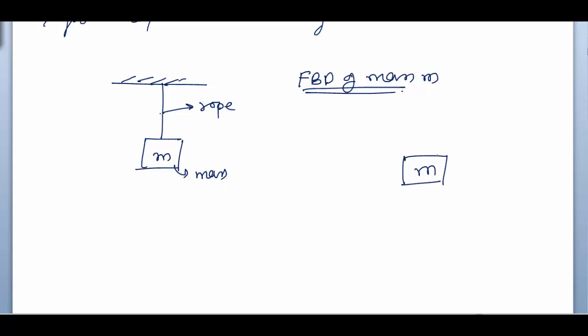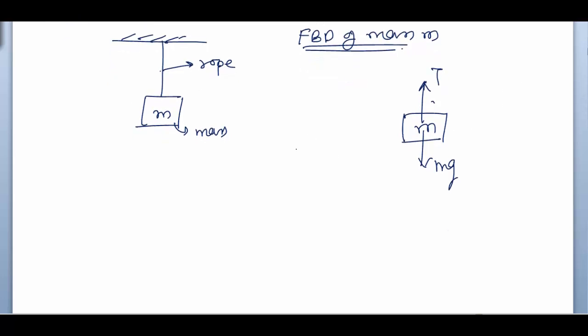So first one is its weight, now going downward, mg, and the tension will be also there. Tension, and no other forces is acting on it, so it is in equilibrium. So then T equals to mg.